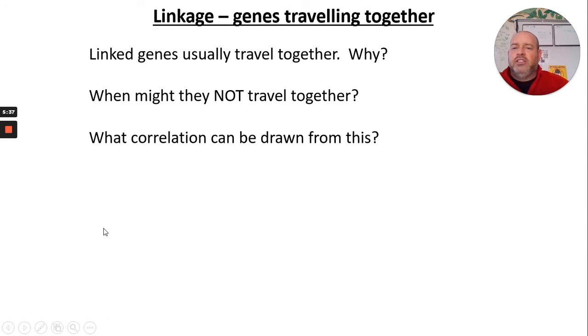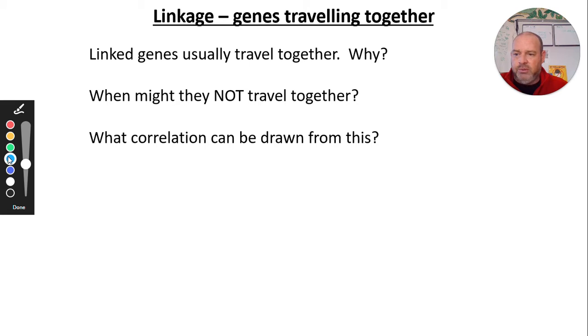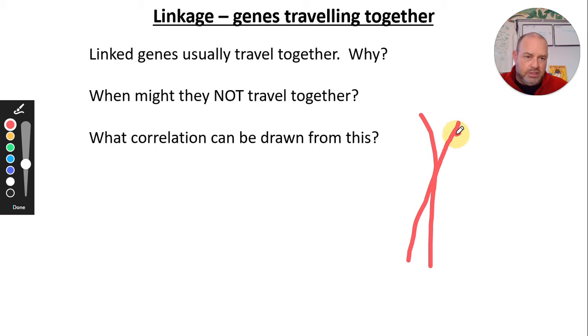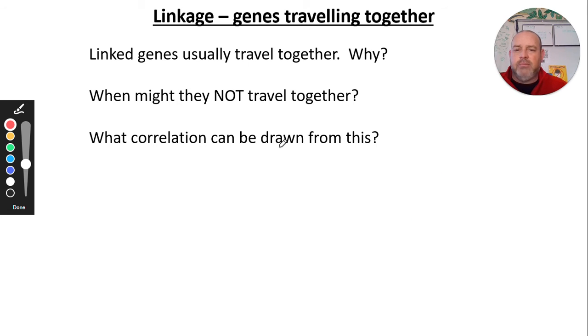Okay. So linked genes usually travel together, and it says why? Well, typically they're pretty close on the chromosome. So if you have chromosomes here, if two genes are really close together, even if you have crossing over from a section, and this is going to cross over and leave, most of the time your two linked genes will travel together because they're close on the same chromosome. When might they not travel together?